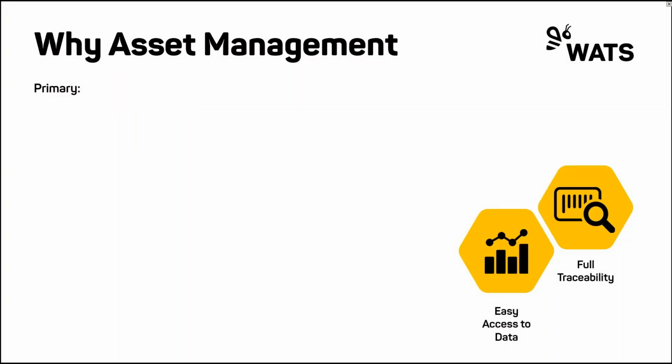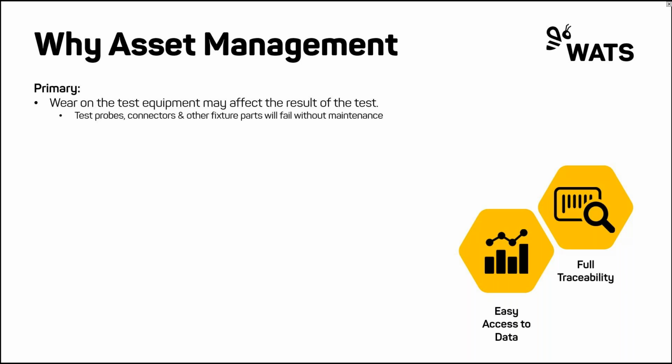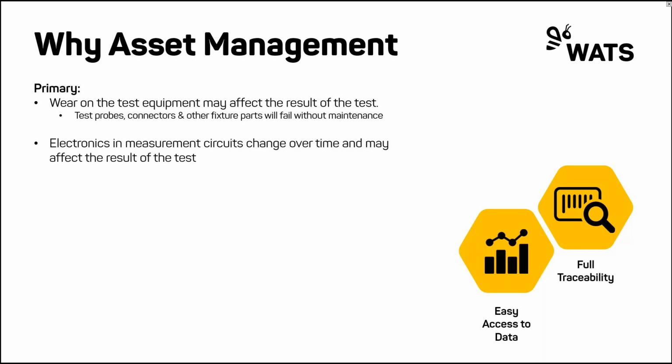So why should we have asset management in WATS? Well, the primary reason is that wear on your equipment may affect results of your tests. That being test probes and connectors and fixture parts that need maintenance. The other thing is electronics that change over time, and that may have an undesired effect on your test results. And of course, you have to do necessary calibration to ensure that the quality of your measurements are good.